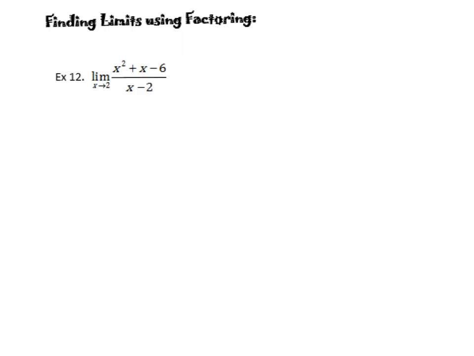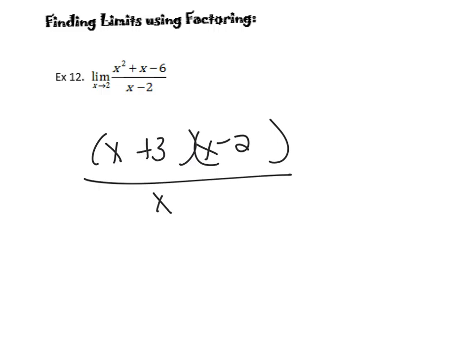Okay, so next we have to do limits by factoring, because you'll notice if I plug in a 2 right now, I'm going to get 0 in my denominator. But remember, we're not concerned with the points, we're concerned with what's happening as you get to it. So anytime you plug in 2, if this hasn't been factored and you get 0 in a denominator, you're going to have to factor. So this factors to x times (x plus 3) minus 2, over x minus 2.